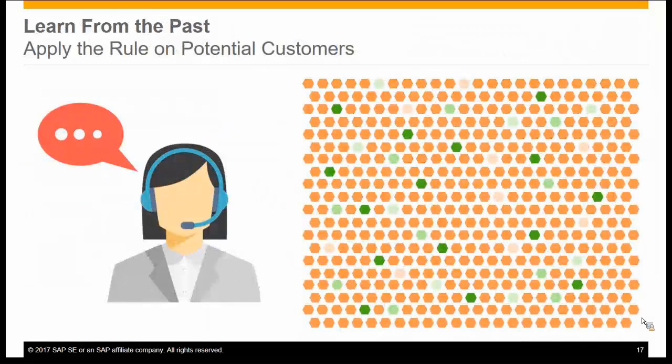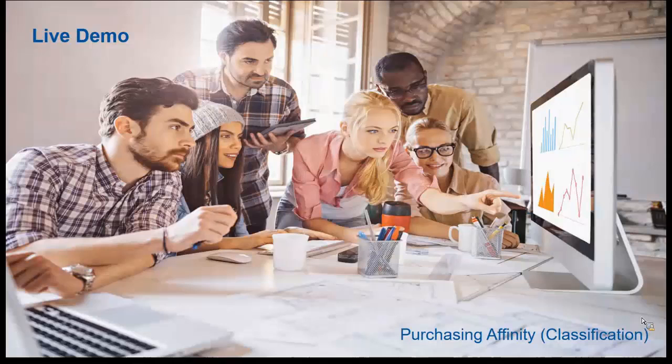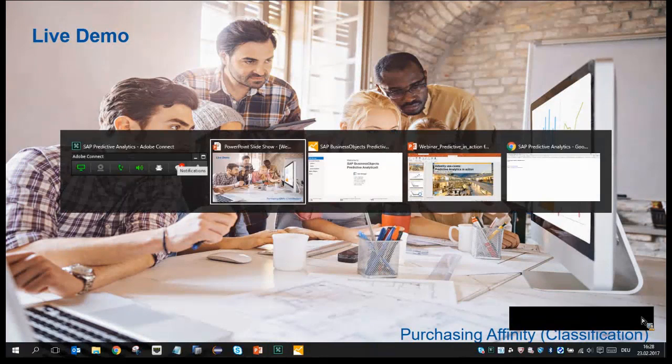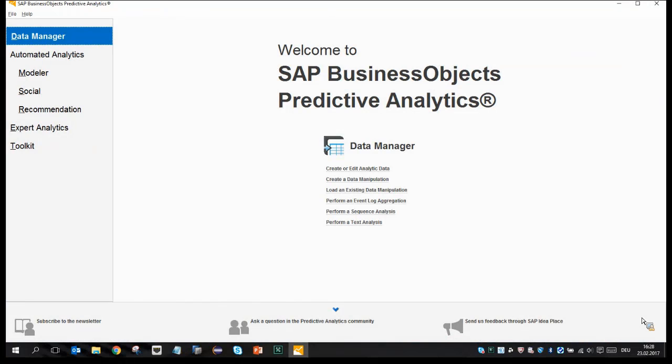But once we have that rule, we apply it on the people that we haven't called yet, and now per person, we know their likelihood of being interested, and very simply, you sort it, and of course you know who to call first. And that's a principle for classification, no matter whether you do it for marketing analysis or for very different use cases. It could be churn analysis, it could be preventive maintenance. And that I'd like to show you now in that tool I've been speaking about, Business Objects Predictive Analytics.